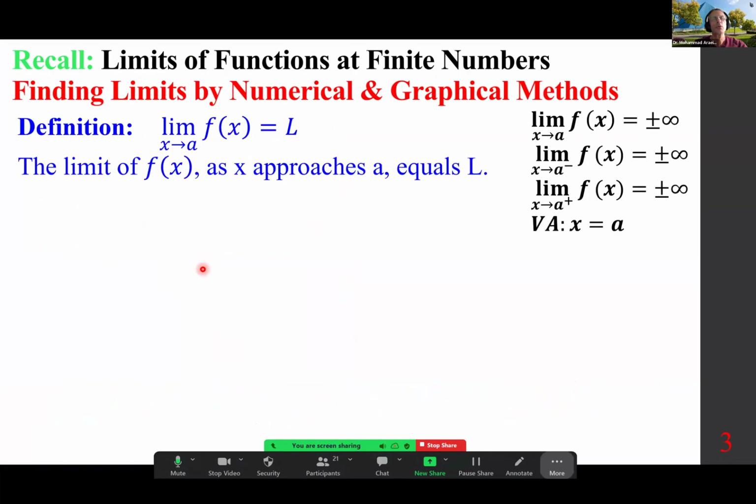So just to remind you what we've done, limits of functions at finite numbers and finding limits by numerical and graphical methods was done. And when we come across this, we read it as the limit of f of x as x approaches a equals L.